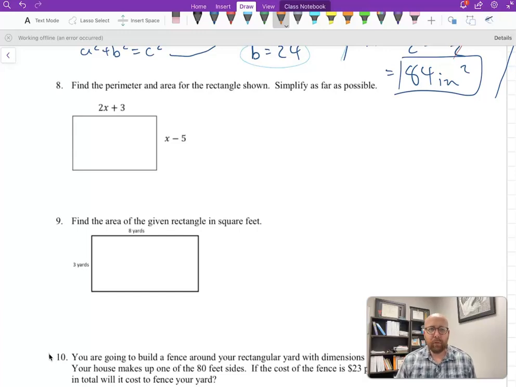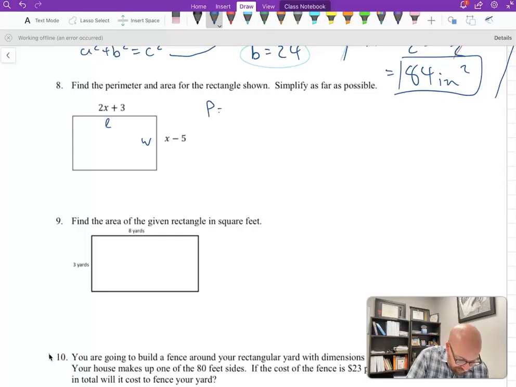Problem number 8. Find the perimeter and area for the rectangle shown. Simplify as far as possible. So, for problem number 8, we're not given exact values for our length or our width. We're given expressions. Don't let that deter you from being able to just find an expression for either the perimeter or the area.